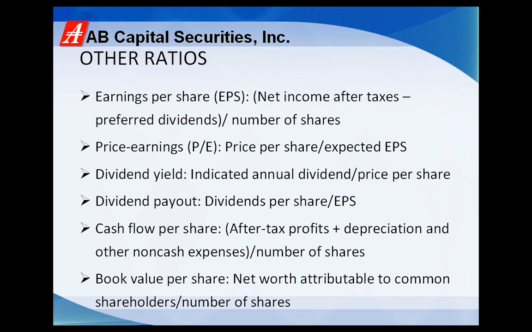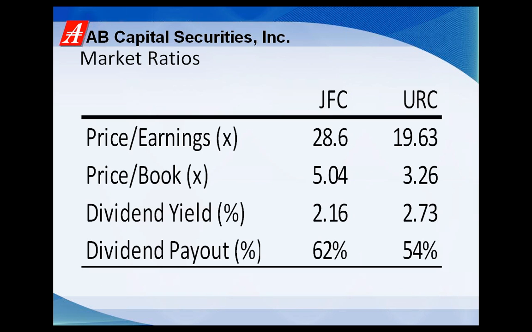Now, the Jollibee URC example would show that URC compared to Jollibee, if you're looking at these two as your universe of stocks, for example, URC will come out cheaper at 19 times PE compared to Jollibee at 28 times. The same could be said from a price to book perspective, as URC is trading at only 3 times price to book value compared to the 5 times of Jollibee. Also, in terms of dividend yield, URC has a slight edge over Jollibee.